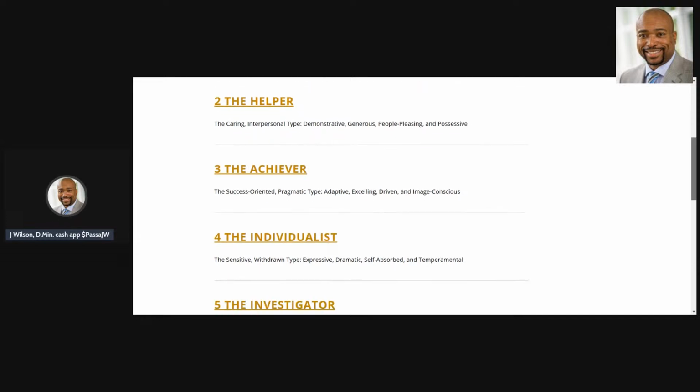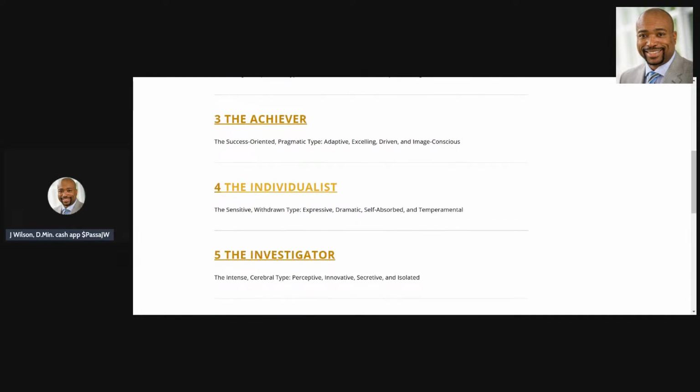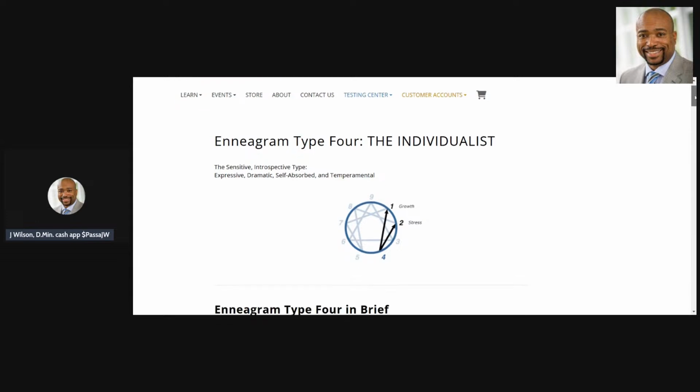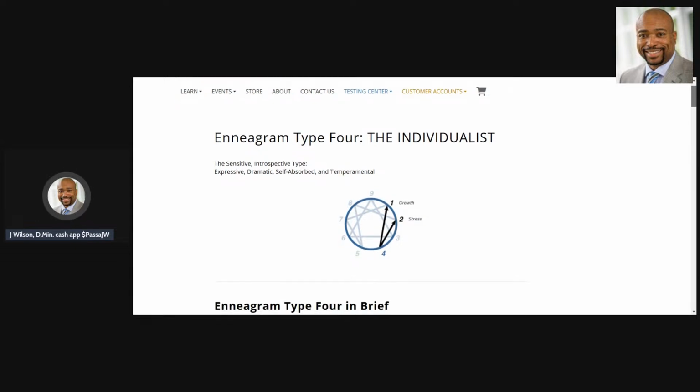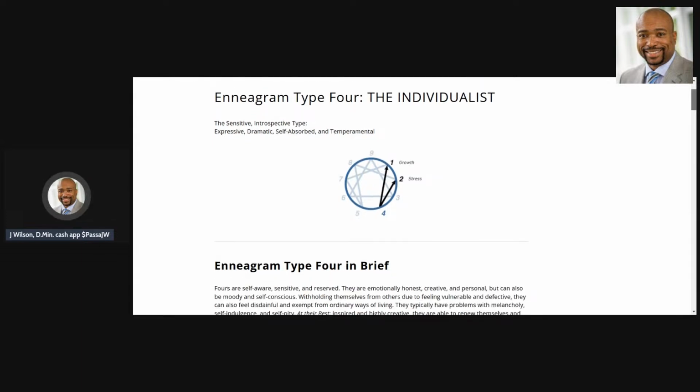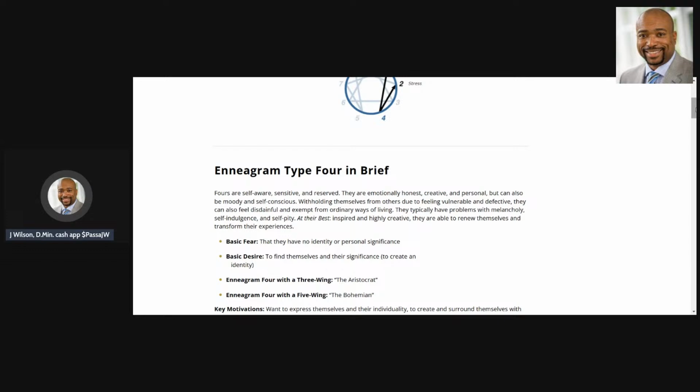The individualist. Introspective type: expressive, dramatic, self-absorbed, and temperamental. Now, these tend to be artists, people who paint, songwriters. They deal with emotions, very emotional. Fours are self-aware, sensitive, and reserved. They are emotionally honest, creative, and personal, but can also be moody and self-conscious, withholding themselves from others due to feeling vulnerable and defective. They can also feel disdain and exempt from ordinary ways of living. They typically have problems with melancholy, self-indulgence, and self-pity.